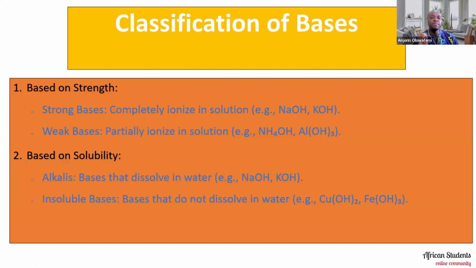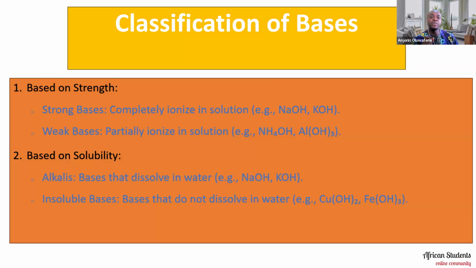Now, bases can be classified based on strength into strong bases and weak bases. A strong base is one that completely ionizes in solution, e.g. sodium hydroxide, potassium hydroxide. A weak base, on the other hand, partially ionizes in solution, e.g. ammonium hydroxide and aluminium hydroxide.